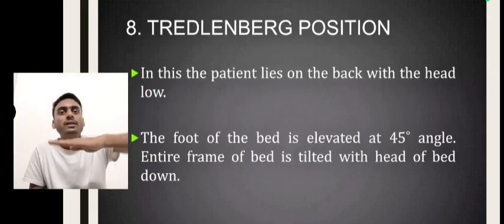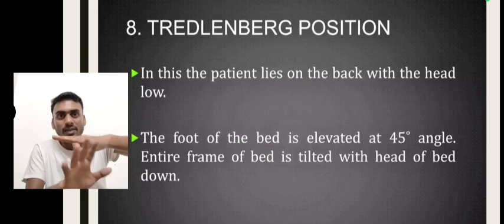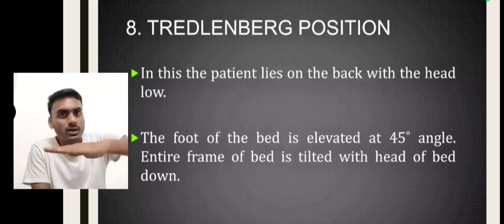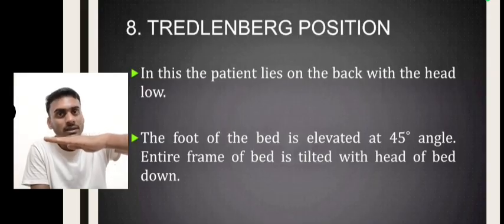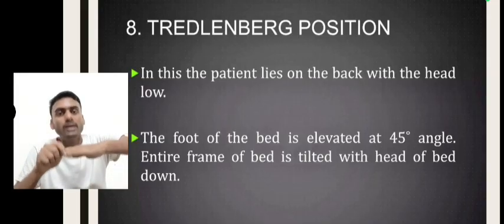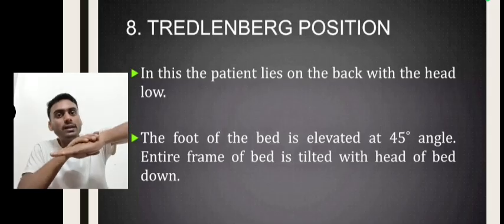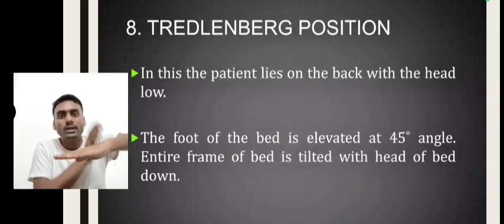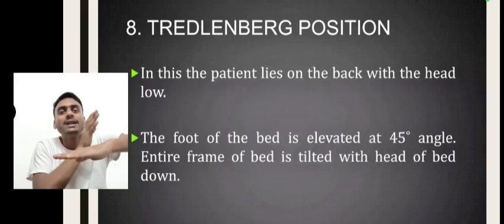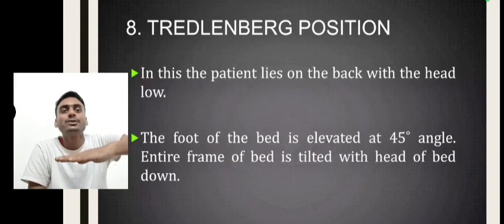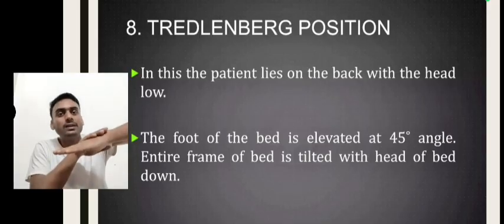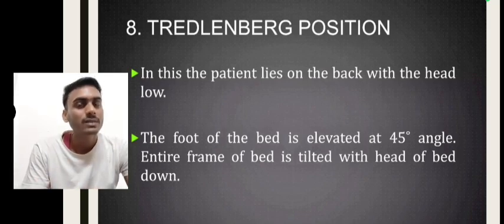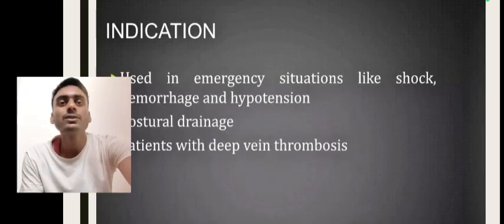So this Trendelenburg position is used basically when the patient is suffering from shock or any different kind of emergency situation, so the brain needs more blood. At that time you elevate the leg part, the lower part of the bed, at a 40 degree or a 30 degree angle. So it can help for better circulation, right? I hope you can easily understand what the Trendelenburg position is.